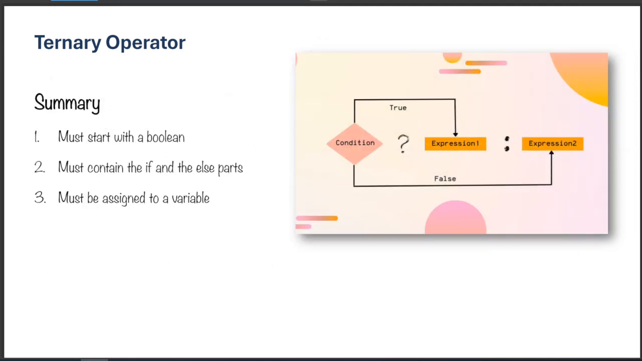So to summarize the ternary operator, you must start with a condition. That condition could be an expression that returns true or false, or it could be a variable that stores true or false. And then that follows with a question mark, and then your expression or your method call if it is a true output. And that follows with a colon, and then your expression or your method call if it is a false output. You must start with Boolean, must contain if and else parts, must be assigned to a variable, meaning there must be an equal sign here, and your variable that this is going to go to, and the data types must match.